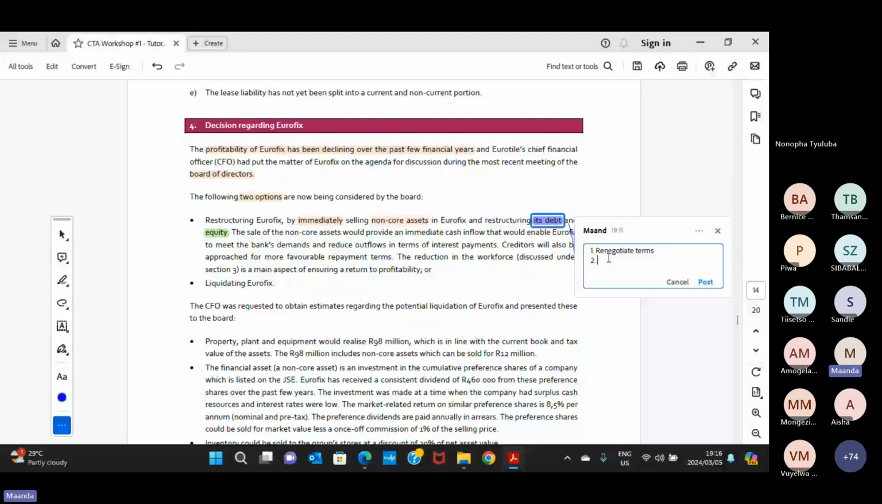What else does it mean? What else can we do when we restructure the debt? Increase our credit facility, maybe. Okay, so we can increase our credit facility. Let me just put it there. Increase credit facility. So this will be with the bank, right? Yeah. Okay, so let me put it here.